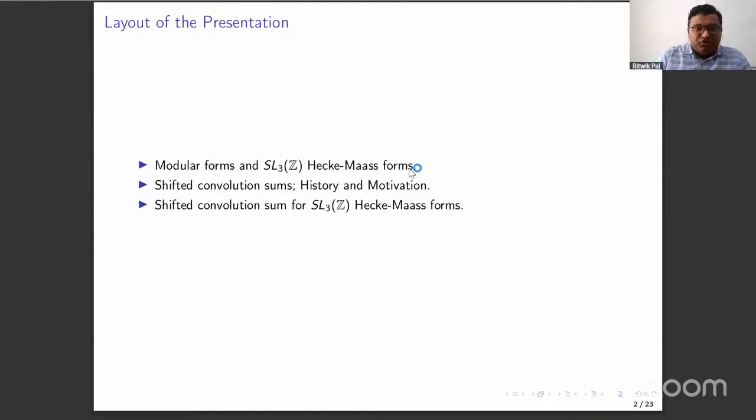First, we will talk about the modular forms and the SL3Z Hecke mass forms. Though the modular forms are not a topic of interest of today's presentation, we'll still discuss it to set up the tone. Then we'll go to the shifted convolution sums, and we'll discuss its history and the motivation why people study shifted convolution sums. Then we will present our article on the shifted convolution sum for the SL3Z Hecke mass forms.